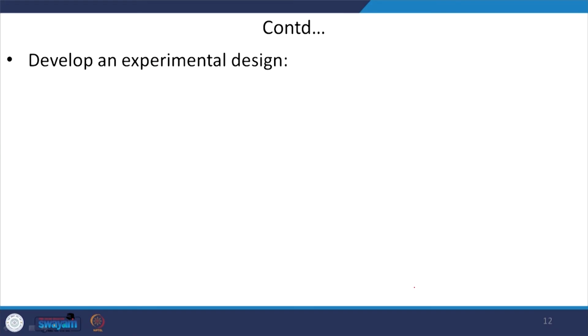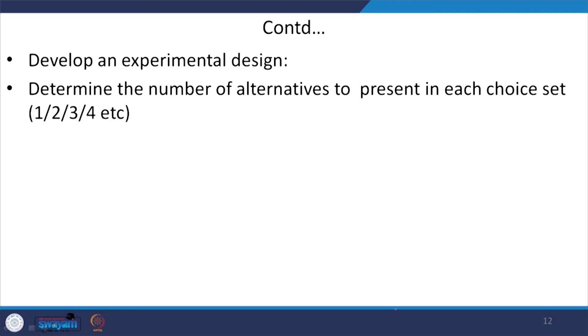So, after doing this exercise, we can develop an experimental design. In developing an experimental design, we need to determine the number of alternatives present in each choice set. Because once you understand these are the choices, then you are dividing this into a number of alternatives. This is the first alternative, second alternative, third alternative and fourth alternative on a particular thing, right.